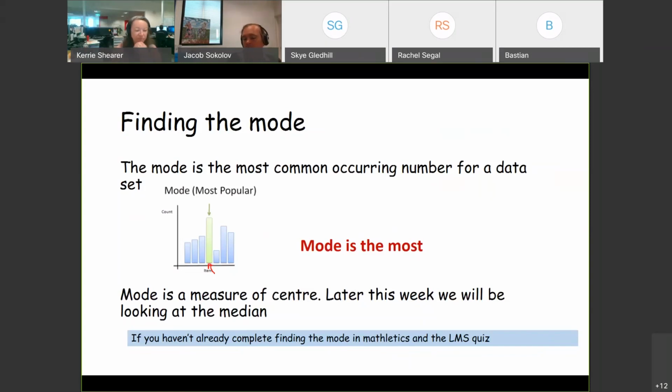But anyway, later this module, we'll be looking at two other measures of center. You might already know them, you might not. One is the mean and the other one is the median.